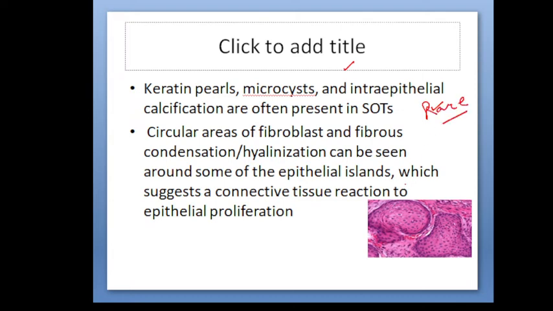Then circular areas of fibroblasts and fibrous condensation or hyalinization are seen around these epithelial islands. It is considered to be a connective tissue reaction to epithelial proliferation.